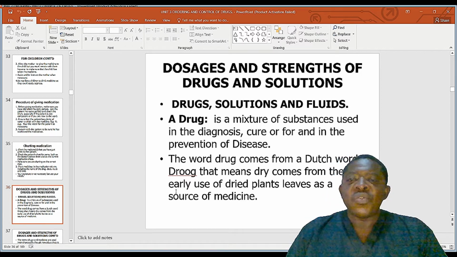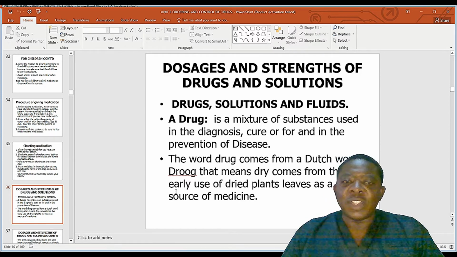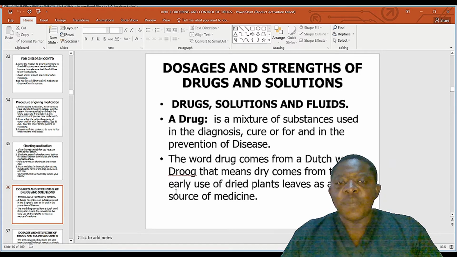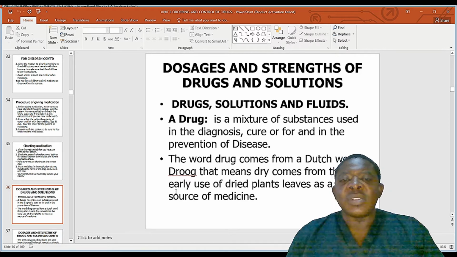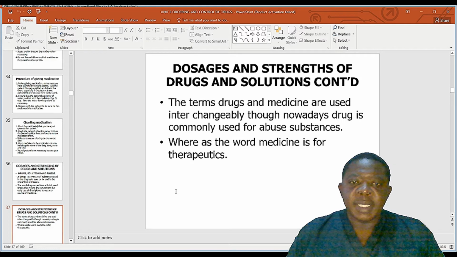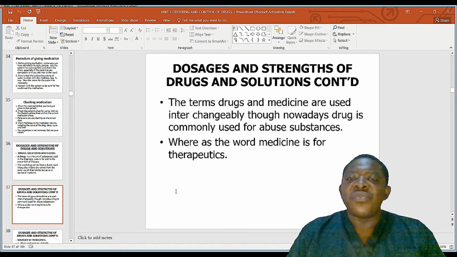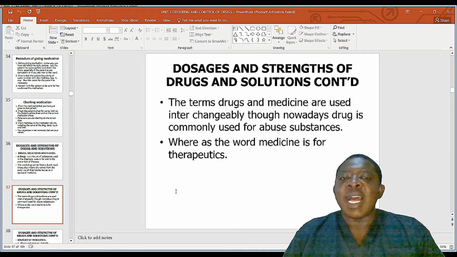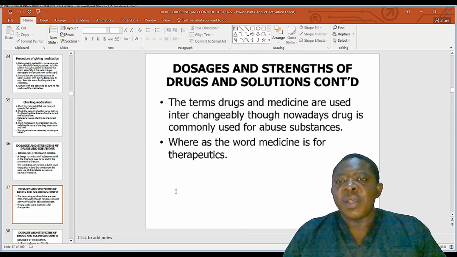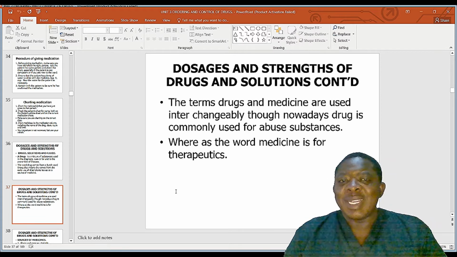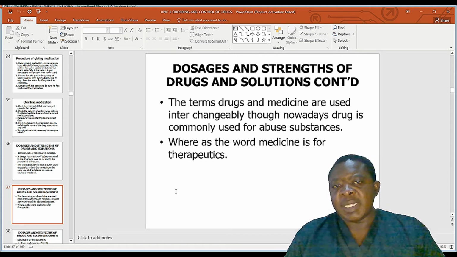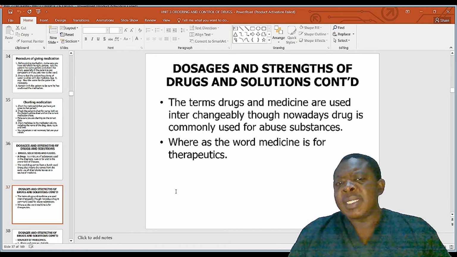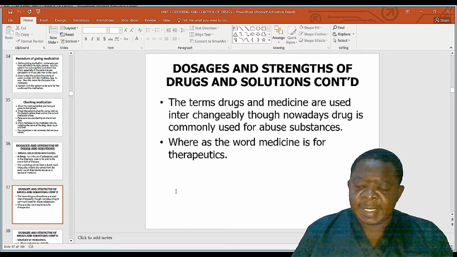The word drug comes from a Dutch word, drug, that means dry, from the early use of dried plants, leaves, as a source of medicines. The terms drugs and medicines are used interchangeably, though nowadays a drug is commonly used for abuse of substances, whereas the word medicine is for therapeutics.